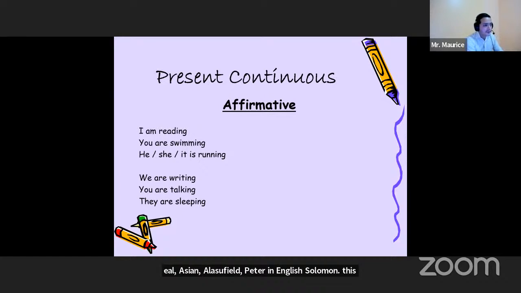Dos cosas importantes a tomar en cuenta. Recordemos el verbo to be en su forma presente, que se desglosa en tres palabras: am, is, and are, y el sufijo ing. Alright, I am reading, me encuentro leyendo, estoy leyendo. You are swimming, estás nadando. Okay, o he, she, it is running, él está corriendo, ella está corriendo. We are writing, estamos escribiendo. You are talking, ustedes están hablando. And the last one, they are sleeping, ellos están durmiendo.